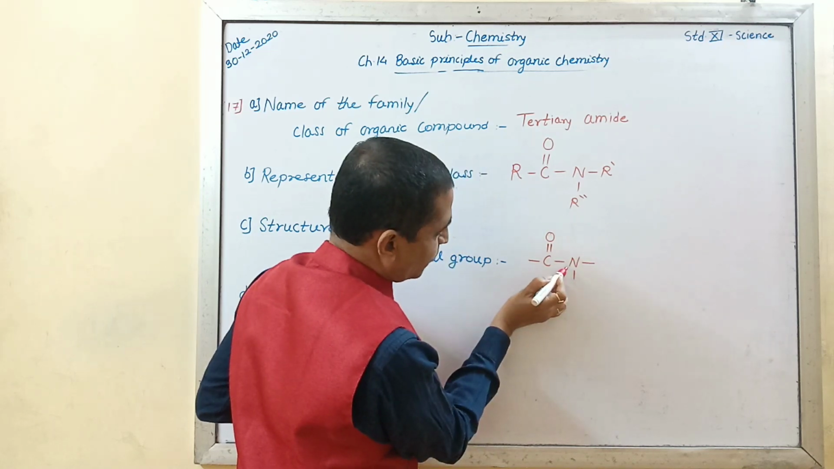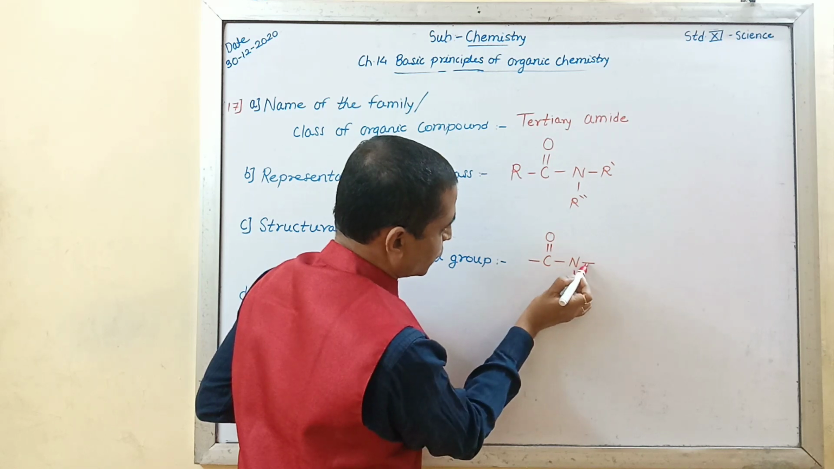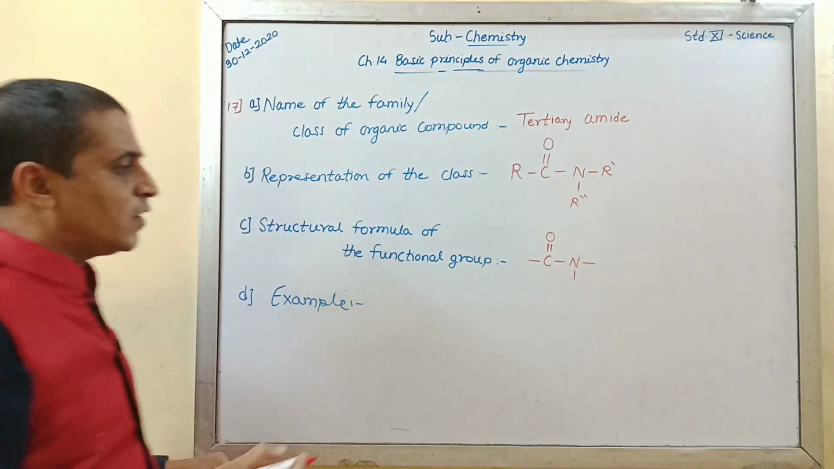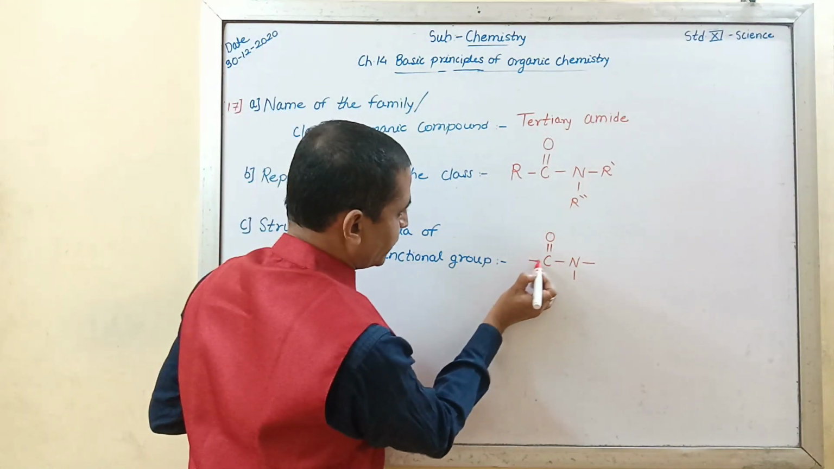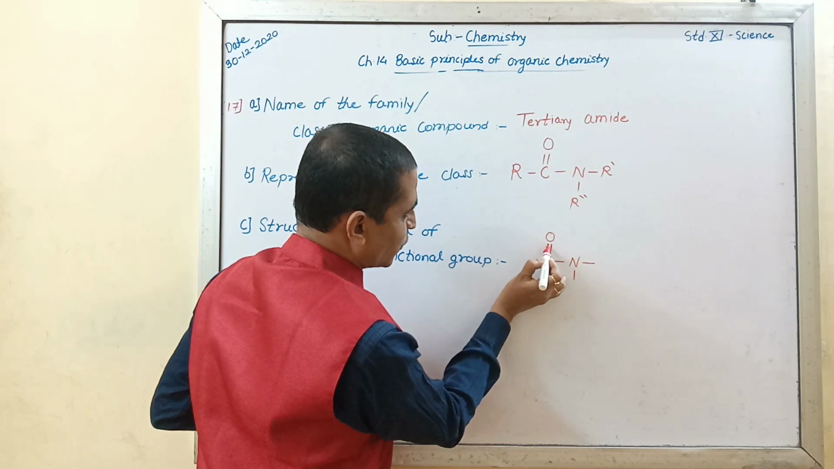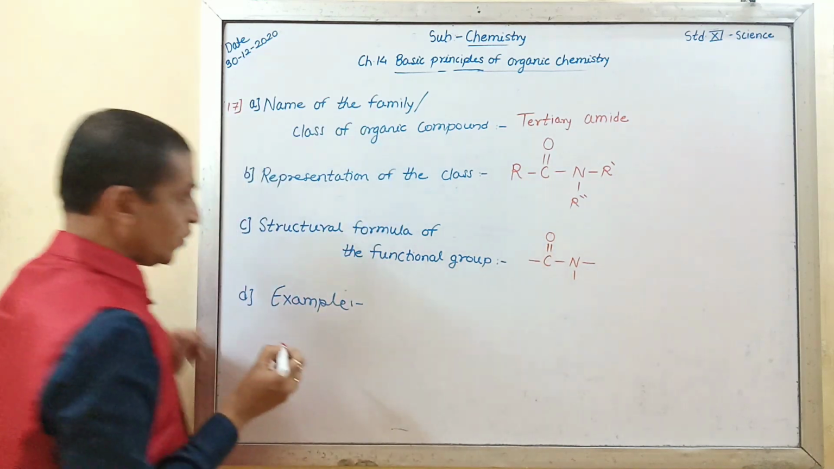Now see, the valency of nitrogen is what? 1, 2, 3. And you know the valency of carbon is what? 4. 1, 2, 3, 4. And you also remember the valency of oxygen is what? 2.